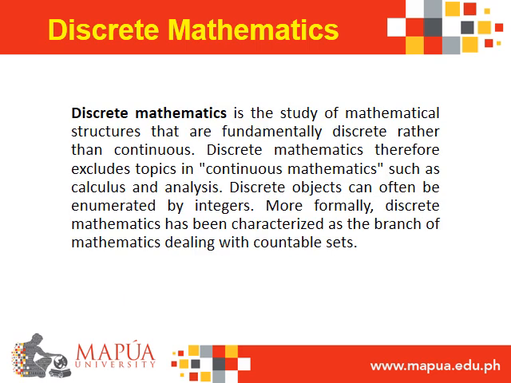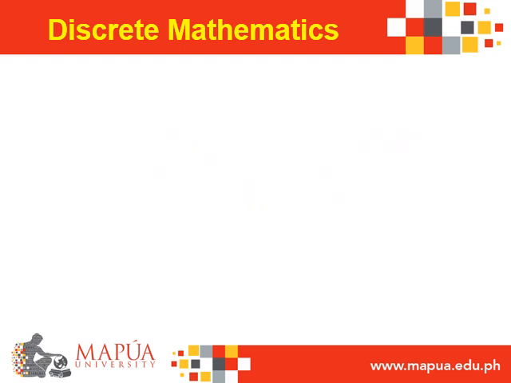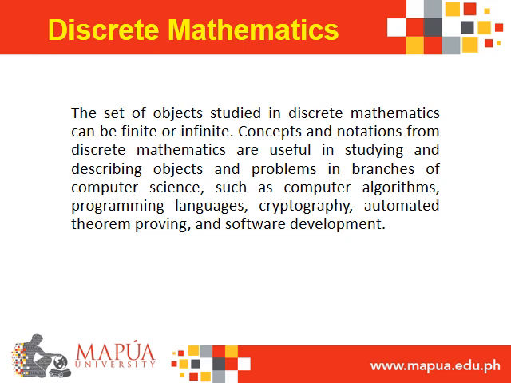Discrete mathematics basically is the study of mathematical structures that are fundamentally discrete rather than continuous. Discrete mathematics, therefore, only deals with discrete objects, usually enumerated by integers. More formally, discrete mathematics is characterized as a branch of mathematics dealing with countable sets. The sets mentioned in particular are sets of objects that may be finite or infinite.